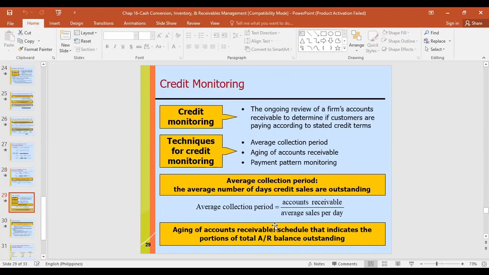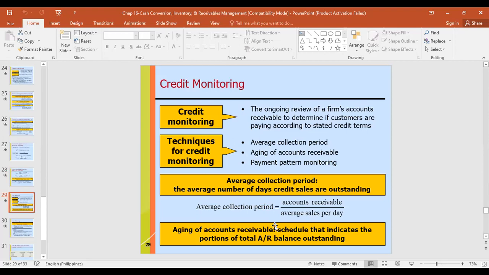Then another one is credit monitoring, wherein monitoring would involve continuous and ongoing review of a firm's accounts receivable to determine if customers are paying according to stated credit terms, if the period and all conditions are followed.